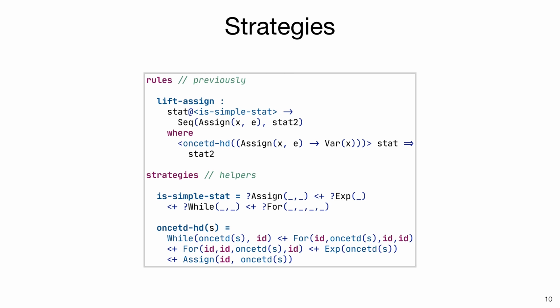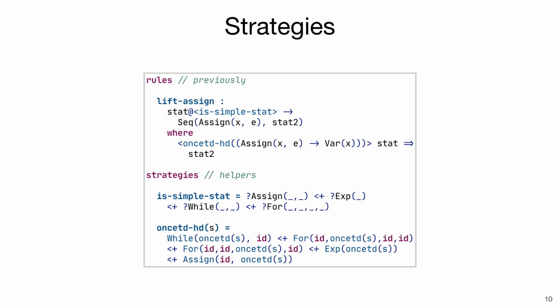The filter is just a strategy. Since any strategy can fail, the failure serves as the filtering mechanism. For a simple statement, we enumerate the constructors of statements that are not the sequence statement. The question mark pattern combination is a matching strategy that succeeds if the given term matches the pattern, like the left-hand side of a rewrite rule.